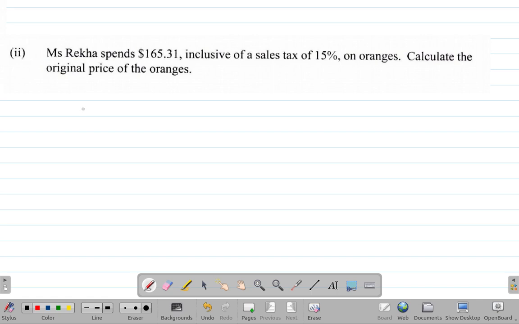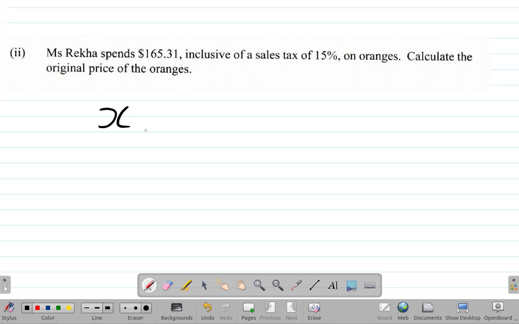So whatever it is, let's call it P, or P-orig. That's the original price. You don't know what it is, so just let it remain. Or you could just say X. Let's say X is the original price, or whatever it is.